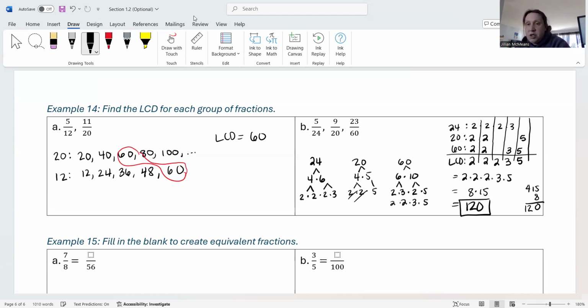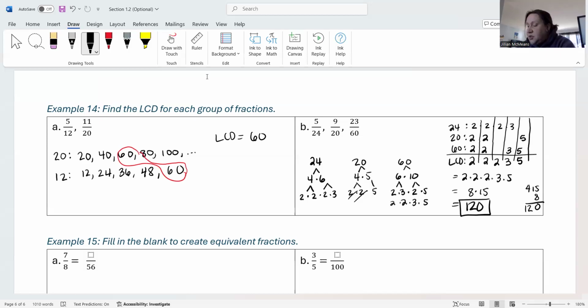Now, without a shadow of a doubt, the prime factorization method does take more work. But sometimes with the multiples method, you'll list out multiples and multiples and multiples, and you just can't get to that LCD. So sometimes the prime factorization method is going to be better, but do whichever one you prefer.